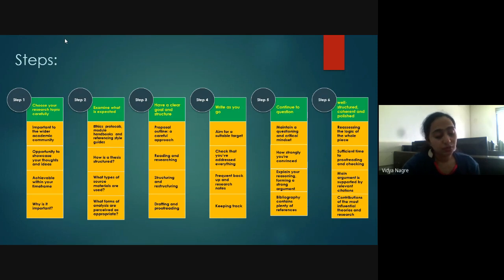Another thing is, you also have to mention the methodology that you are going to choose for your study in your topic altogether.